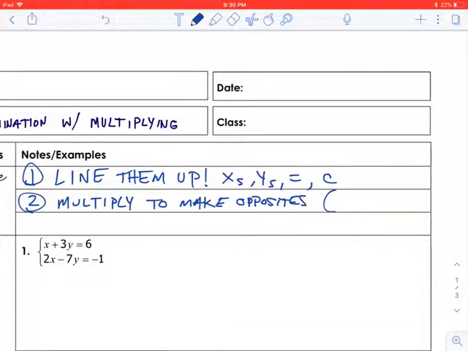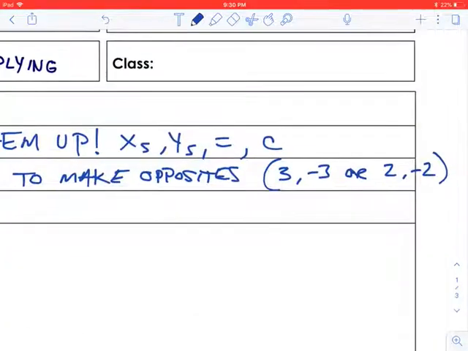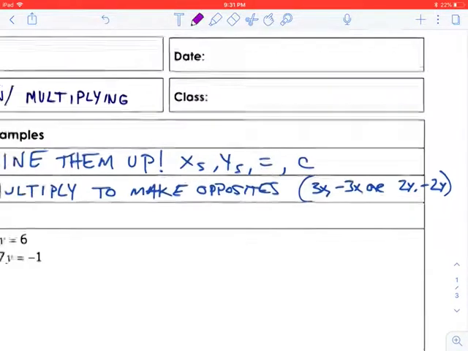So for example, we need 3 and -3, or 2 and -2 for x or y. Okay, we only need opposites for one of them. So 3x, -3x, or 2y, -2y, one or the other. We don't need both to be opposites.